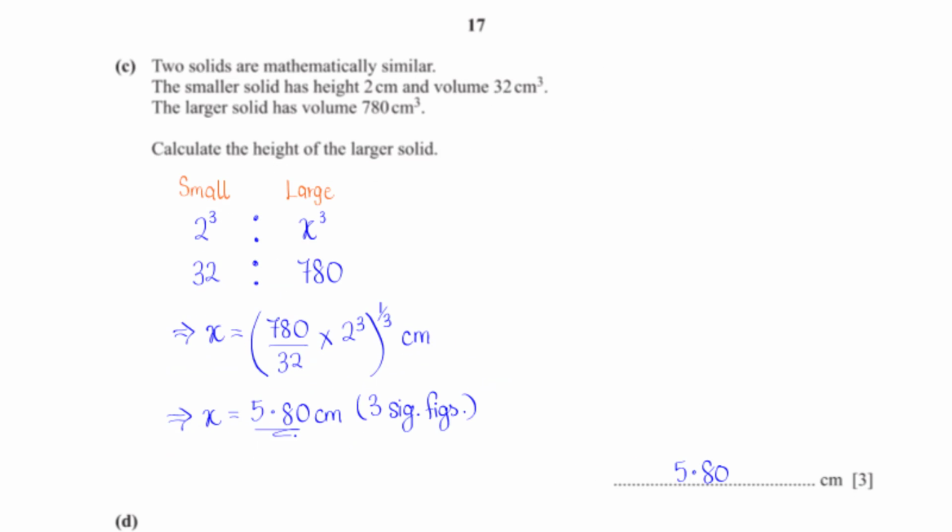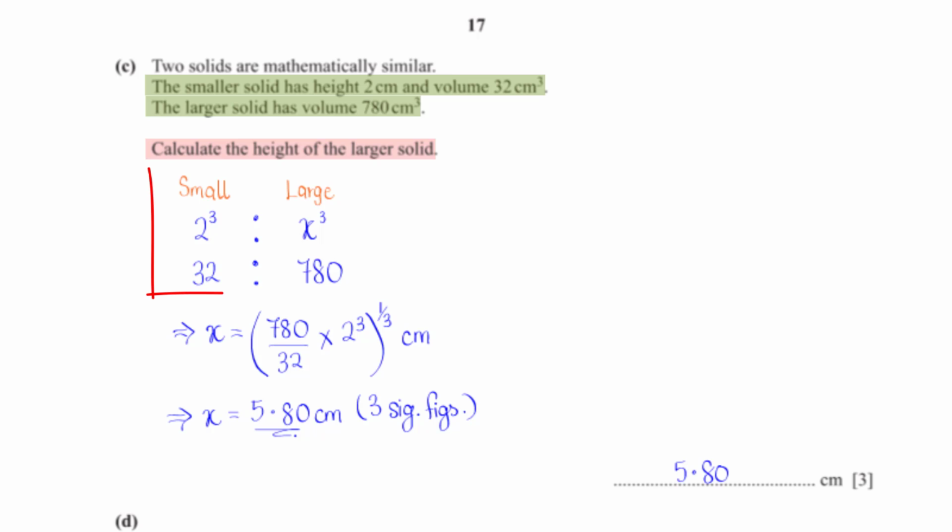Two solids are mathematically similar. The smaller solid has height 2 centimeters and volume 32 centimeters cubed. The larger solid has volume 780 centimeters cubed. Calculate the height of the larger solid.